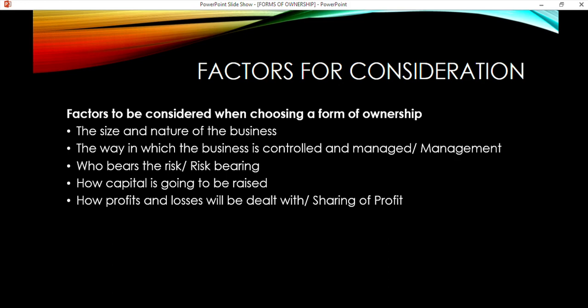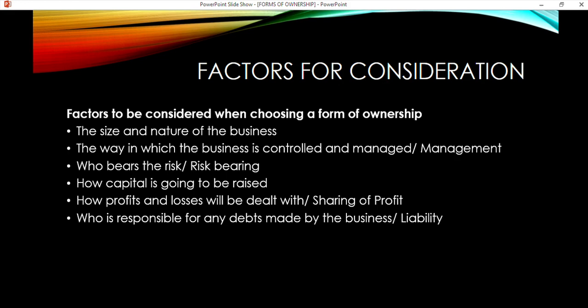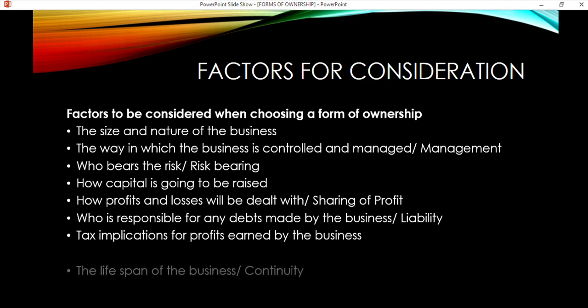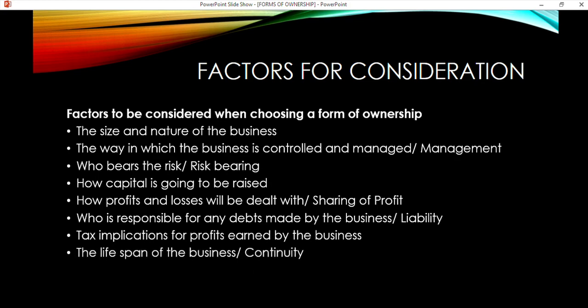Are you sharing profit? Do you want it all for yourself? Do you take the risk on your own? And who's responsible for debts by the business? So who's liable? These are very important questions. And another one is tax implications for profits earned. So how will the tax be paid? What's the implications? And then what's the lifespan of the business?